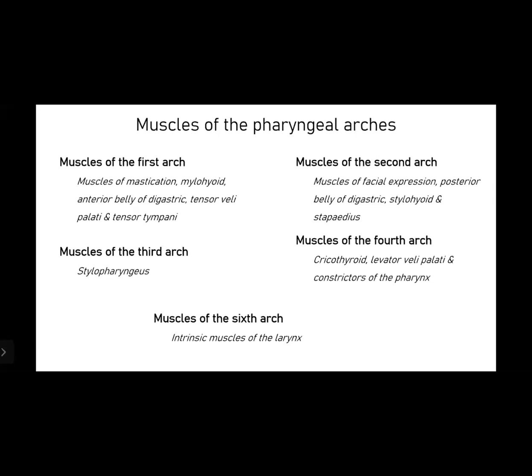Okay, and the muscle of the third arch is the stylopharyngeus, the lone muscle, which is supplied by the glossopharyngeal nerve. Okay, from the fourth arch, you have muscles such as the cricothyroid, the levator veli palatini, and the constrictors of the pharynx. Generally, these are supplied by part of the pharyngeal plexus, or you can say the superior laryngeal nerve. And the muscles of the sixth arch are the intrinsic muscles of the larynx, and they are supplied by the recurrent laryngeal branch. Both the superior laryngeal branch and the recurrent laryngeal branch are branches of the vagus nerve.